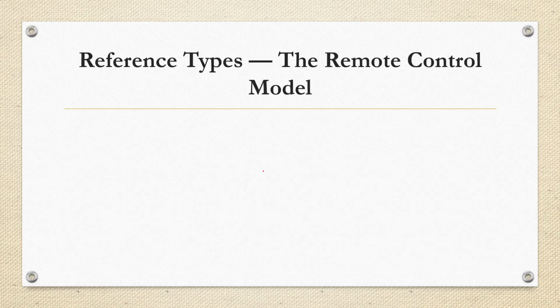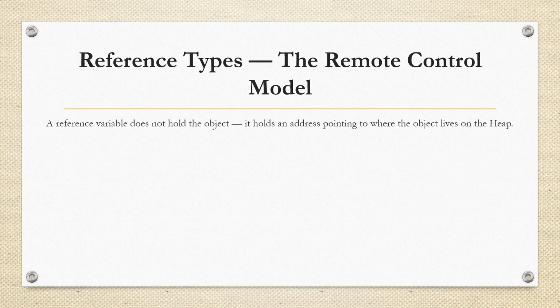Let's move on. So let's talk about reference types and why we define them as a remote control model. A reference variable does not hold the object, it holds the remote control. That means the address of where the object lives in the heap.